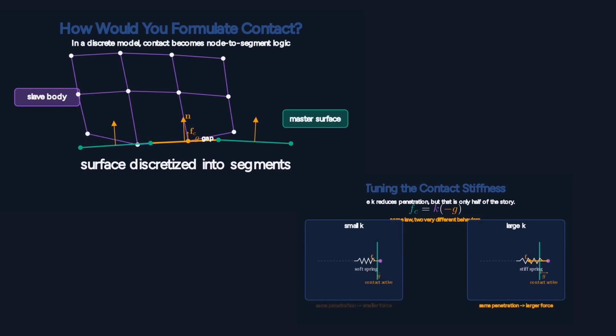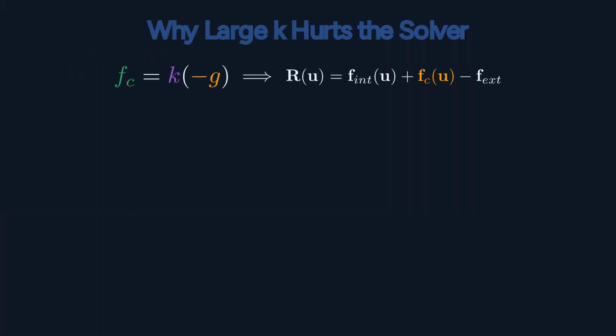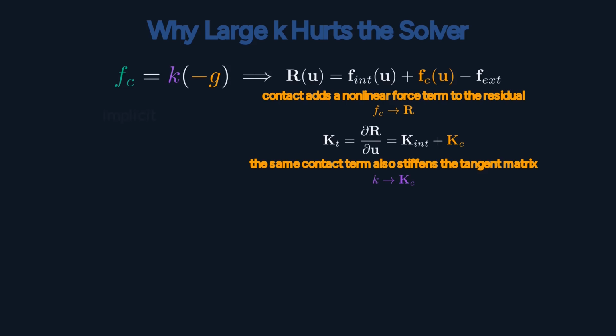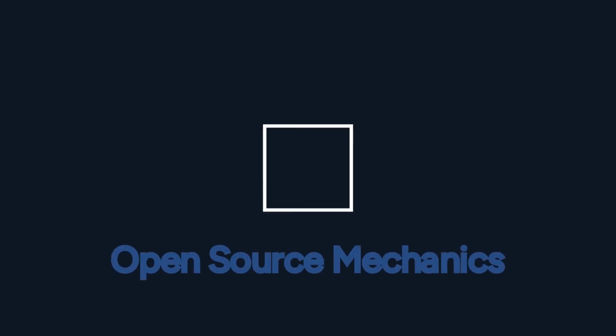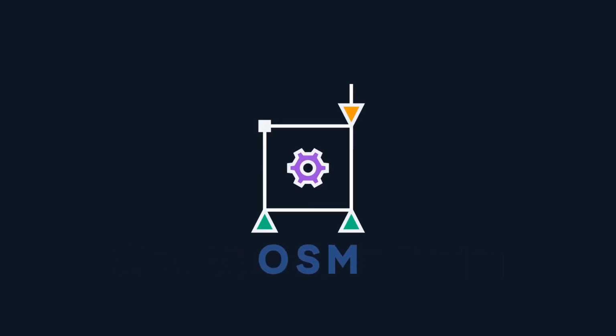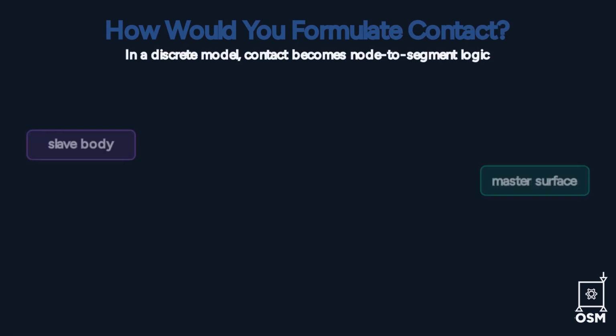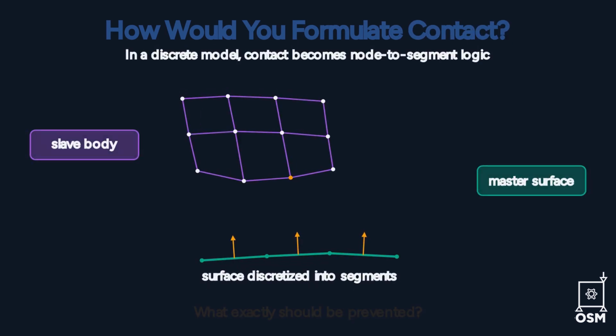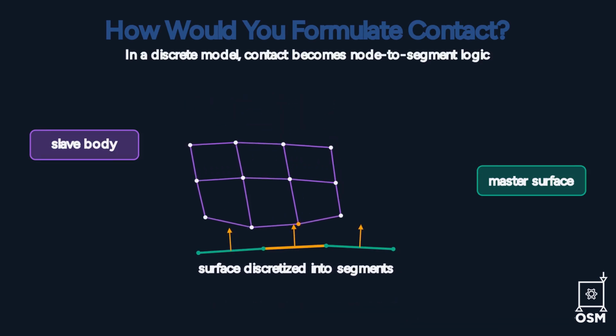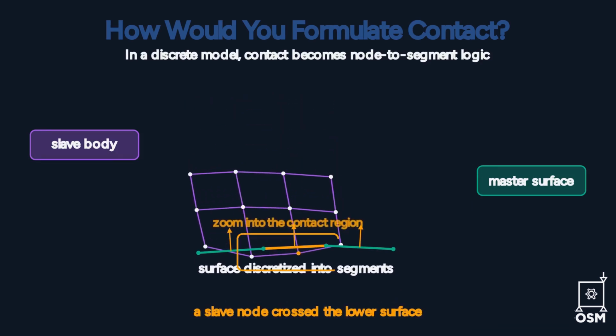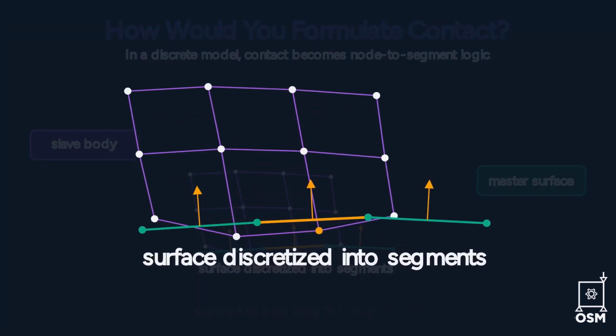Two bodies touching sounds simple, so what turns contact into a numerical problem? How should we formulate contact in a discrete finite element model? Once we leave the continuous description and move into a discrete mesh, contact becomes a node-to-segment problem. So the key question is not just where the bodies touch, but what exactly must be prevented.